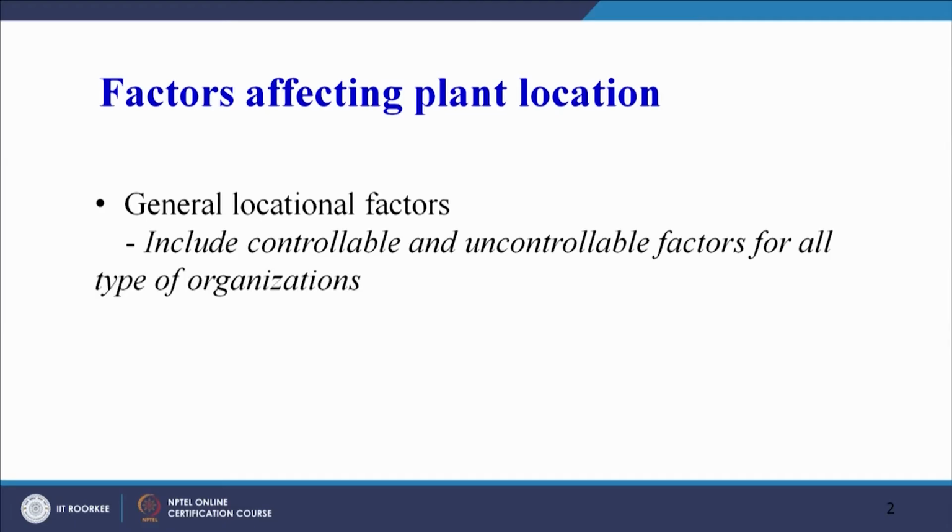Now, what are the factors affecting plant location? General locational factors include controllable and uncontrollable factors for all types of organizations. So, basically there are 2 types of factors, controllable and uncontrollable. Otherwise, if you remember in the previous session, that is session number 16, which was the first session of week 4, we covered specific factors when we have to decide a country.